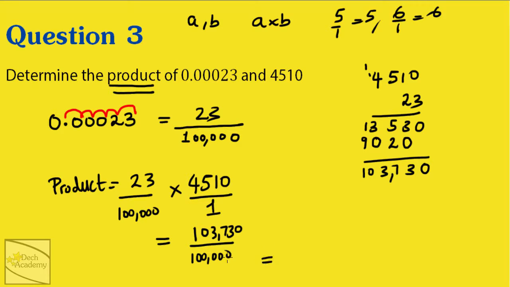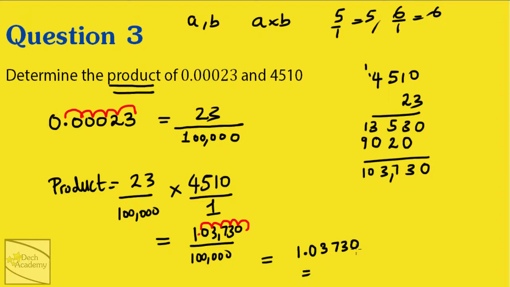So I'll just do that here. So we have 1, 2, 3, 4, 5 zeros. So it's just going to be 1, 2, 3, 4, 5. So the decimal point will be here in the result. It's going to be 1.03730.